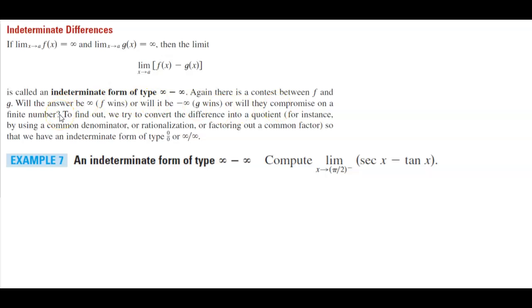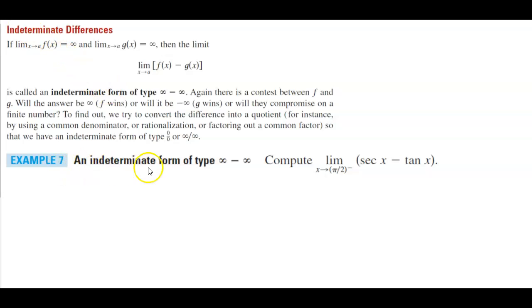To find out, we try to convert the difference into a quotient. So for instance, by using a common denominator or rationalization or factoring out a common factor, so that we have an indeterminate form of type 0 divided by 0 or infinity divided by infinity.